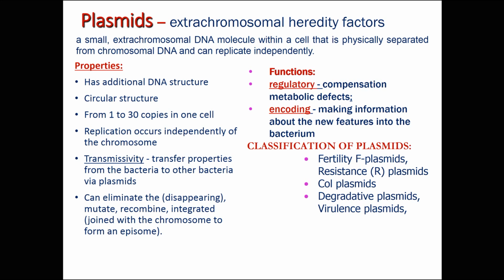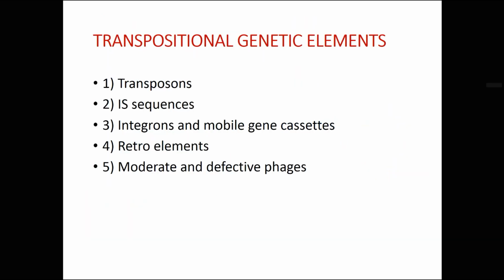Functions of plasmid: regulatory is compensation of metabolic defects. Encoding is making information about new features available to the bacterium. Classification of plasmids: fertility F plasmids, resistance plasmids, colicin plasmids, degradative plasmids, and virulence plasmids. These plasmids play an important role in the development of infectious disease.